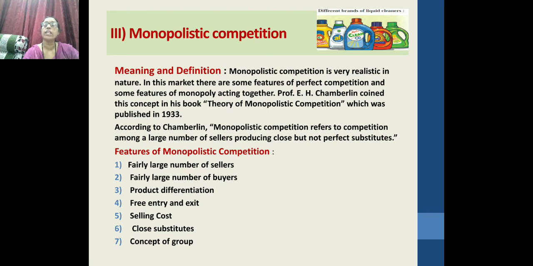This means that the product of the firm may not find close substitutes. Its cross elasticity of demand is very high. For example, mobile handsets, cool drinks, etc. In cool drinks, you can see that Limca is there, then Miranda, Sprite. All of these are drinks, but the flavor is different, the taste is different. So in the monopolistic market, the seller uses these techniques to sell the product.